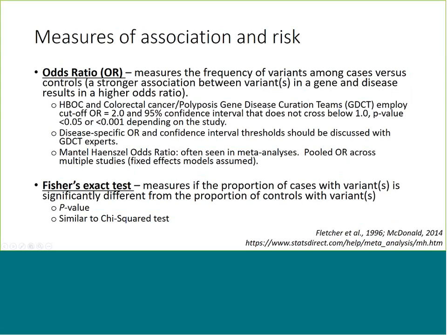For measures of association and risk, one of the things that we often see is the odds ratio, which essentially measures the frequency of variants among cases versus controls. In this case, a stronger association between variants in a particular gene and disease results in a higher odds ratio. In terms of thresholds or cutoffs for when a curator should count points for a study, the hereditary breast and ovarian cancer and colorectal cancer polyposis gene disease curation teams use a cutoff odds ratio of 2. I think that has something to do with 2 being considered clinically significant, particularly in the breast cancer field, provided the 95% confidence interval given by the authors does not cross below 1, and a p-value exists that is less than 0.05 or 0.001.